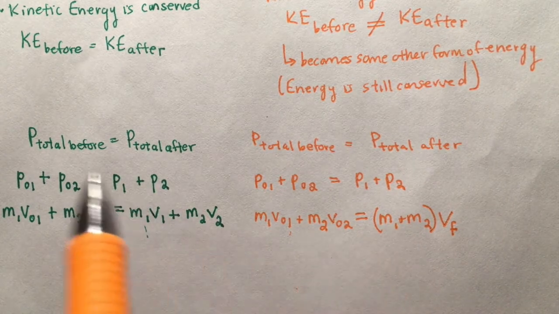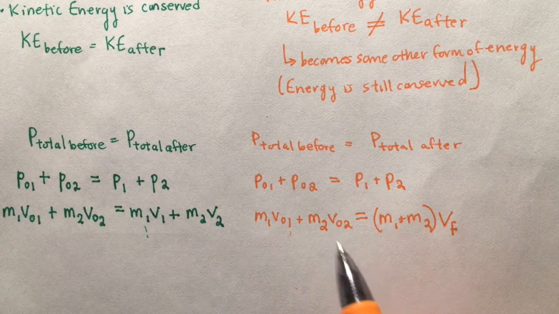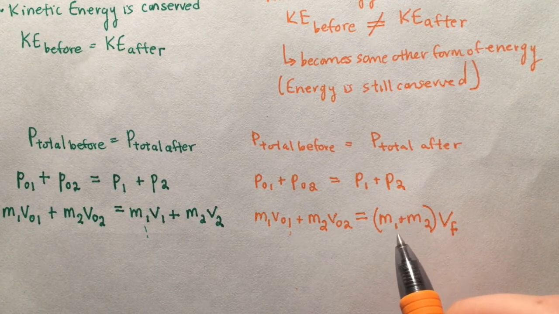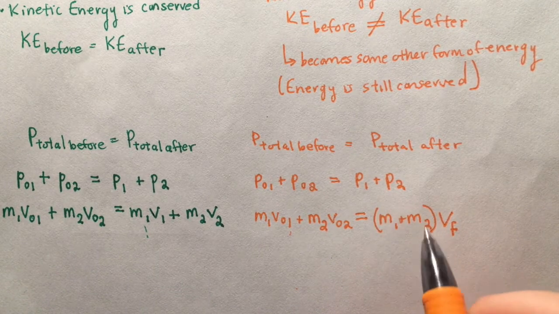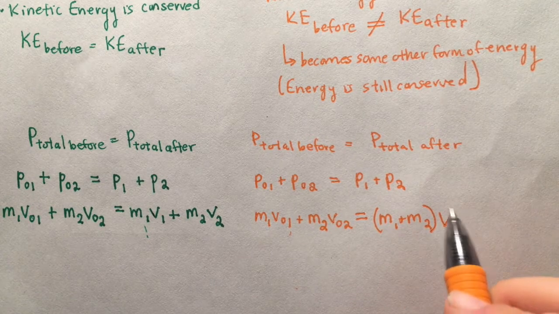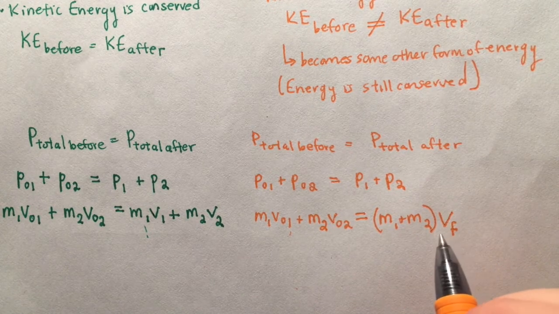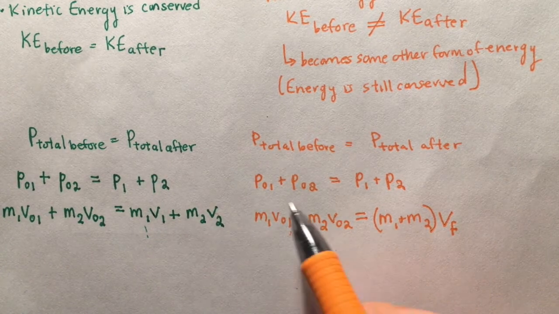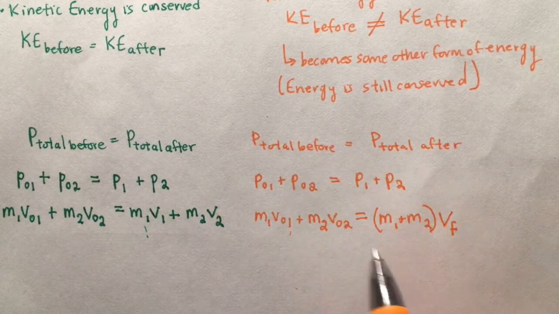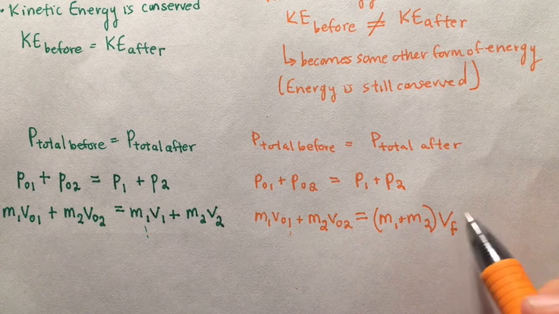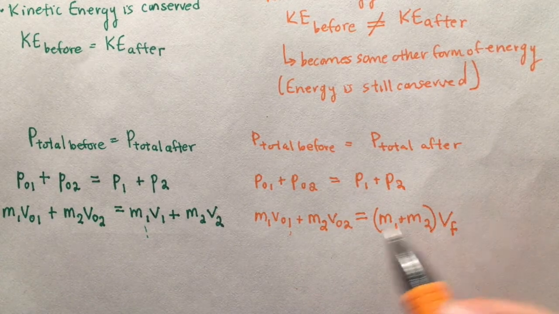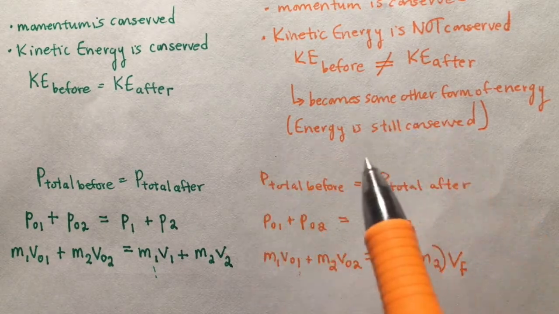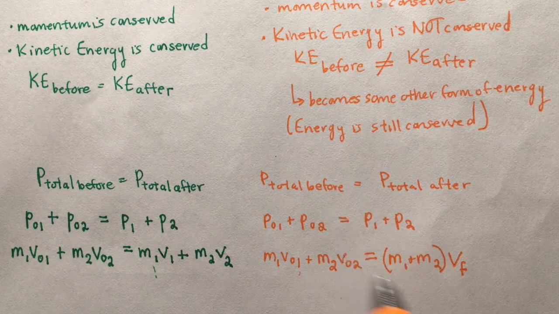Here's the difference between elastic and inelastic. After an inelastic collision, m1 and m2 are going to stick together and move together with the same final speed. In an elastic collision, they might have different speeds at the end, but because they stick together in an inelastic collision, they're going to have a shared final speed. So that is how we write this out. If you have an inelastic collision, this is going to be the equation that you use.